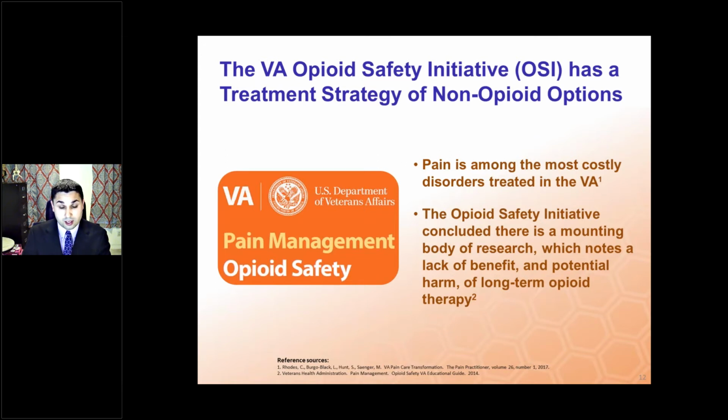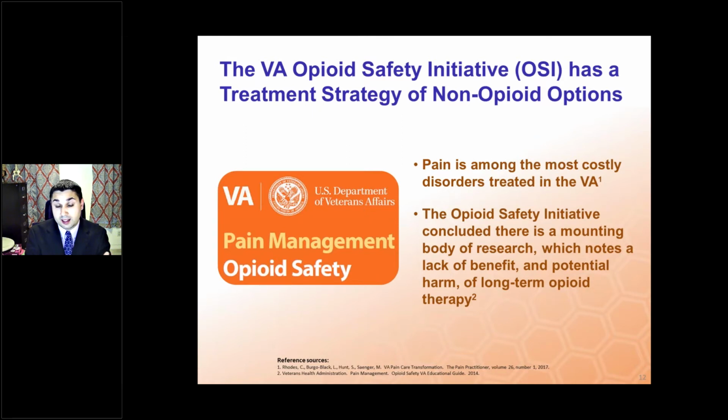That's now, just to be clear, the safety initiative did not say not to prescribe opioids ever, but that there's a lot of limitation essentially in the use of opioids for chronic pain because the body adapts to these things over time. And so, changes are made. And so a lot's been done.